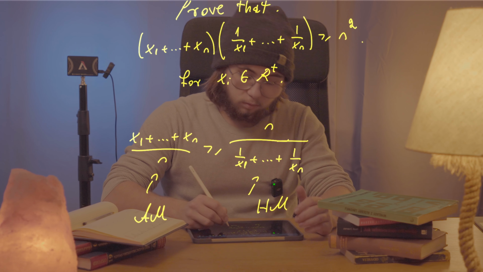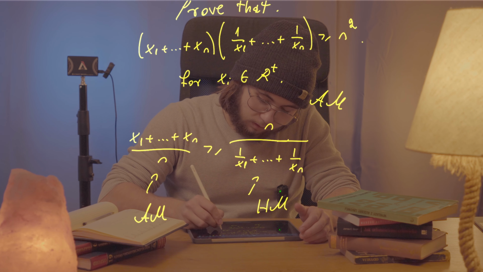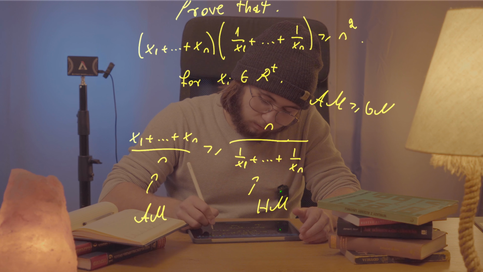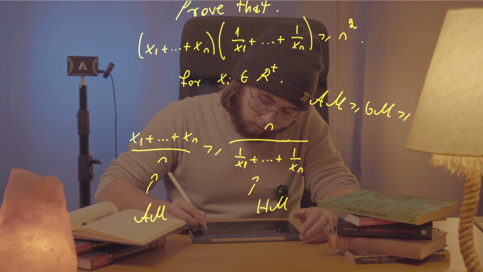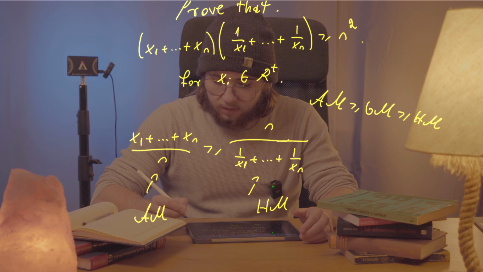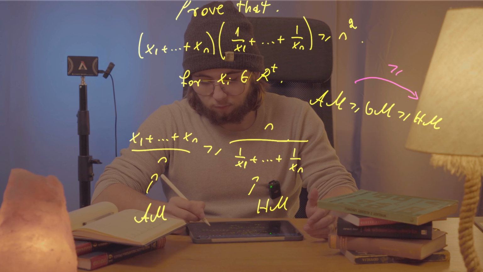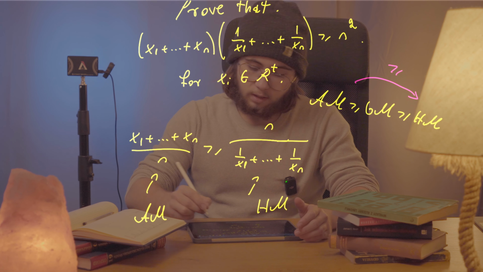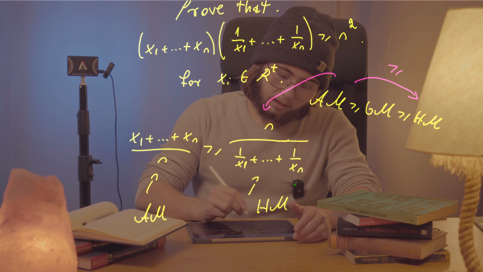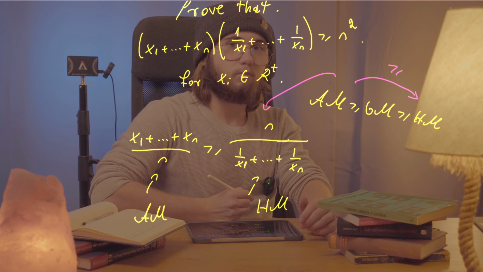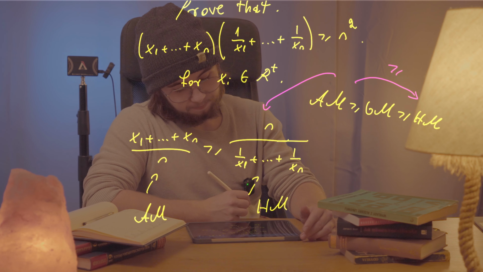But we know that the arithmetic mean is greater than or equal to the geometric mean, which is greater than or equal to the harmonic mean. And so, by definition, it will mean that AM, the arithmetic mean, is also going to be greater than or equal to the harmonic mean, which directly implies the problem statement we were supposed to prove. Yeah, so that will be all for it. Let's go to the second one.